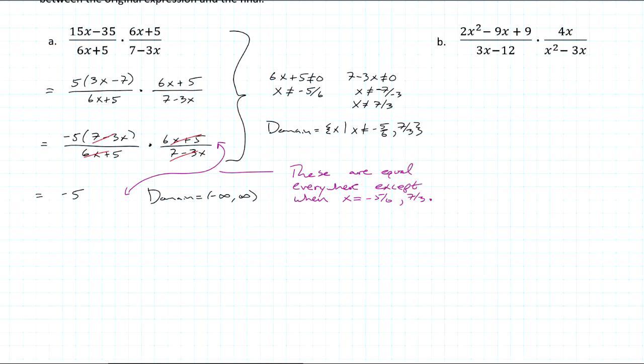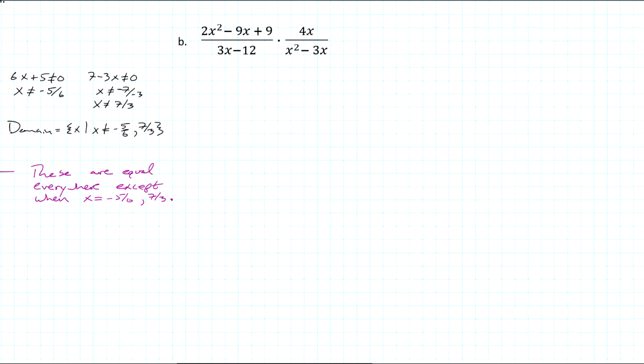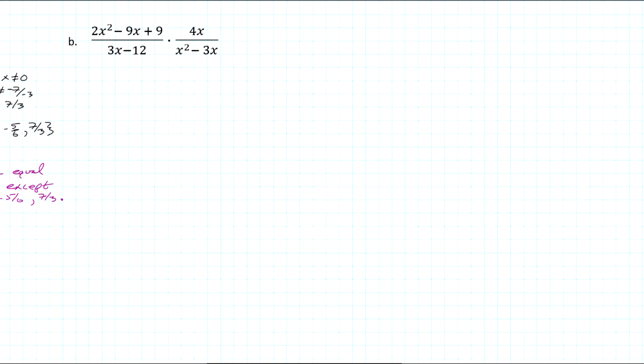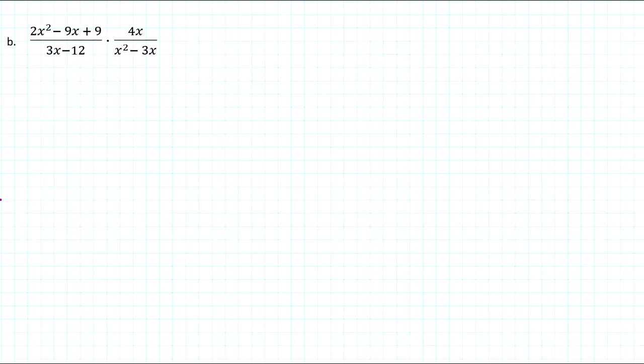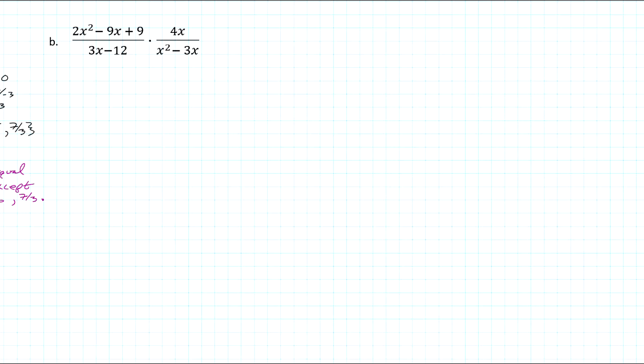Cool, that one wasn't too bad there. Let's go over to part B. We have 2x squared minus 9x plus 9 over 3x minus 12 times 4x divided by x squared minus 3x. We'll start in the top left. We had 2x squared minus 9x plus 9, and we want to factor that. So I've got a 2x, and then parentheses, and then I'll leave an x.